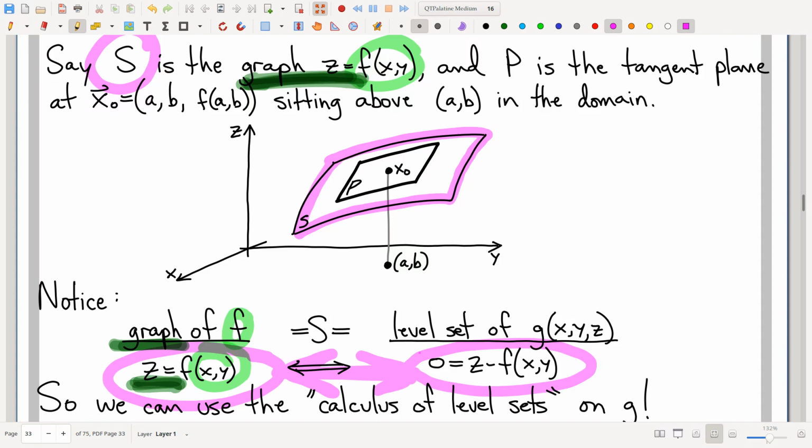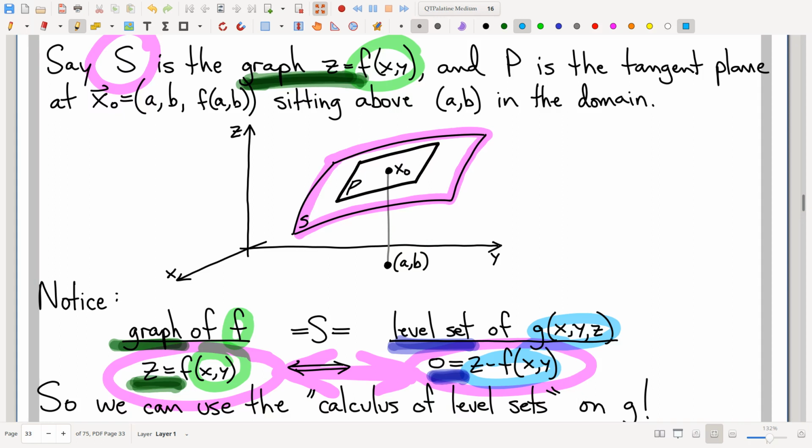I mean, basically nothing happened when I pulled this slight algebraic move here, except that all of a sudden, now I can view this as being a level set. And in particular, it's a level set of this new function called g. It is not f. This is not f. It's z minus f, not f.